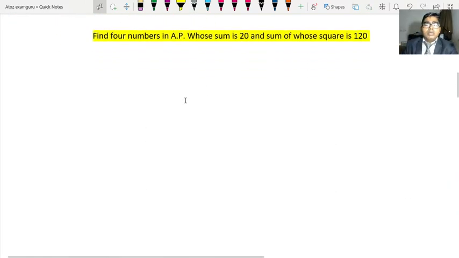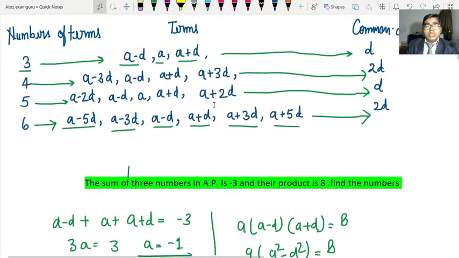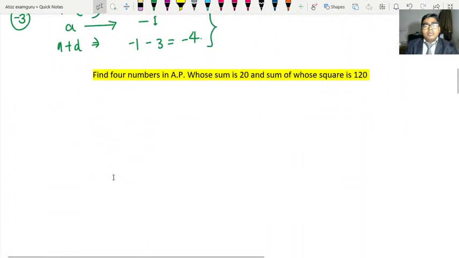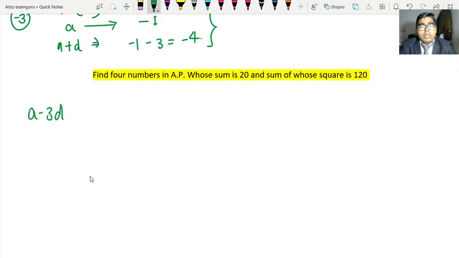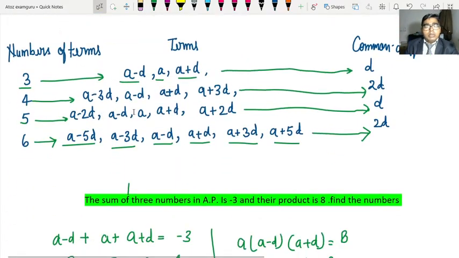The question is given to us on screen. Find four numbers in AP whose sum is 20 and the sum of whose squares is 120. How will you select the four numbers in AP? In this case, a minus 3d, a minus d, a plus d, a plus 3d. So you have to take a minus 3d, a minus d, a plus d, and a plus 3d.